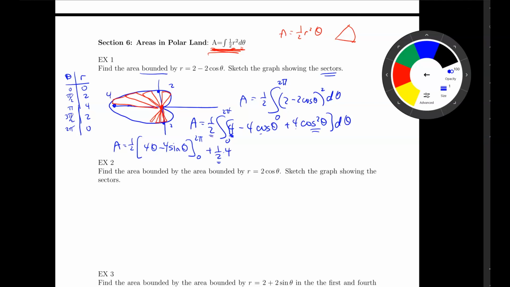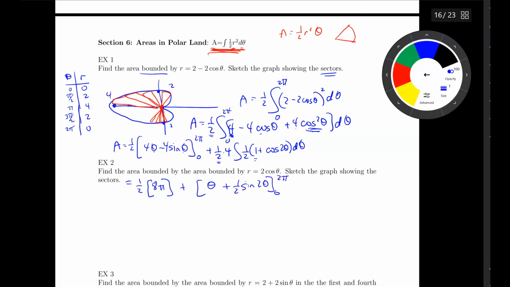I'm just going slow. Now to take the integral of cosine squared, I want to use the half angle formula, which is 1/2 times 1 plus cosine of 2 theta d theta. So let me just use this space down here. So I have 1/4. I'm going to put the 2 pi in, so I get 8 pi. And sine of 2 pi gives me 0. So all of these cancel out. So now take the antiderivative. I get theta plus 1/2 sine of 2 theta between 0 and 2 pi.